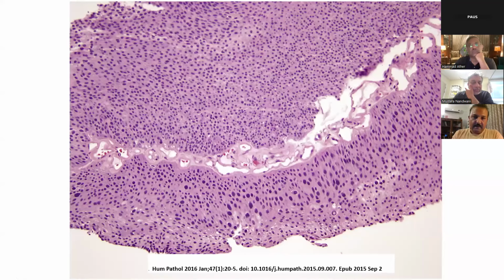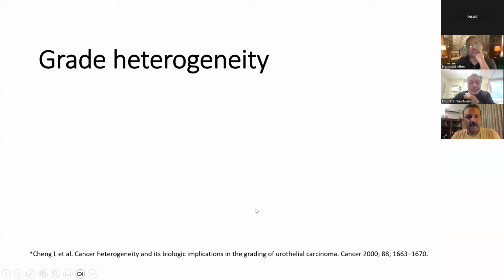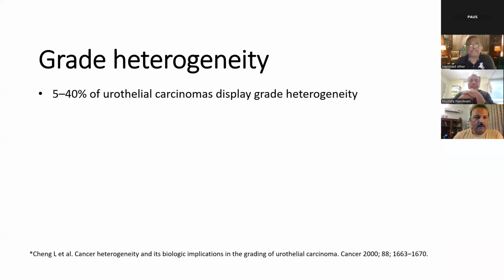But sometimes you may come across a tumor like this. On the top of this picture, the same tumor has a very low grade, monotonous cytology, and the lower part of the picture shows you a high grade morphology. So what to do with this? This is called grade heterogeneity. We do see mixed grade urothelial cancers quite commonly. Five to 40% of urothelial cancers may show grade heterogeneity.